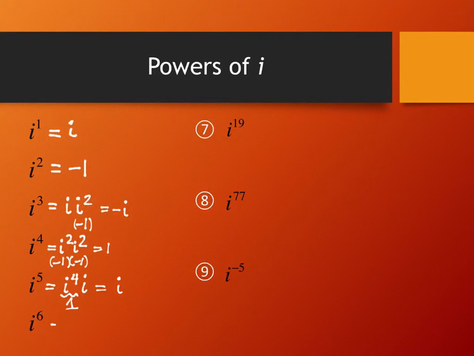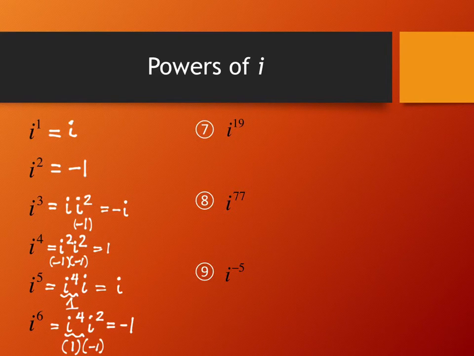i to the 6th. Well, i to the 6th is i to the 4th and i squared. i to the 4th is 1. i squared is negative 1. And I've got back to negative 1.